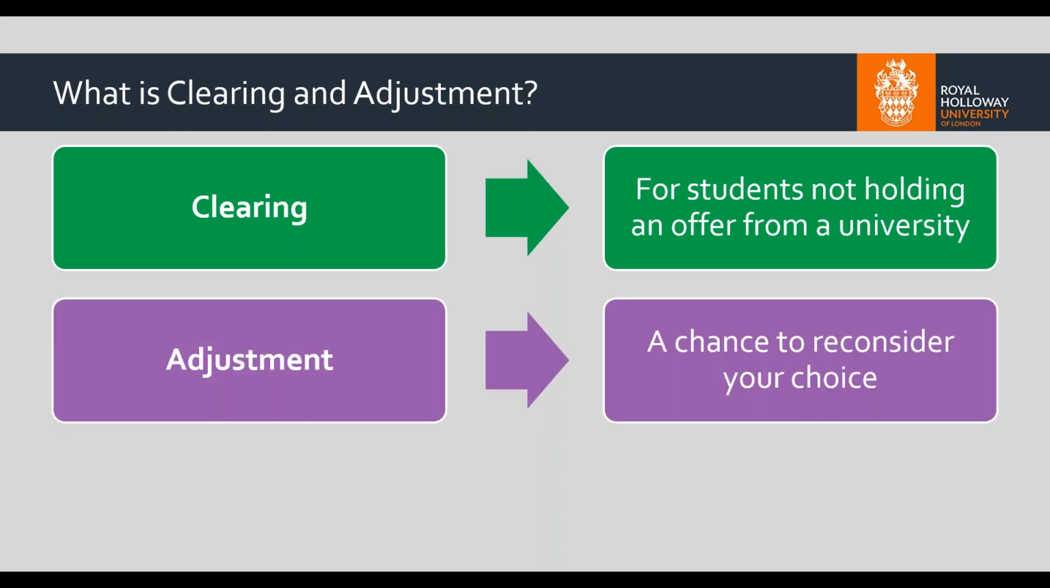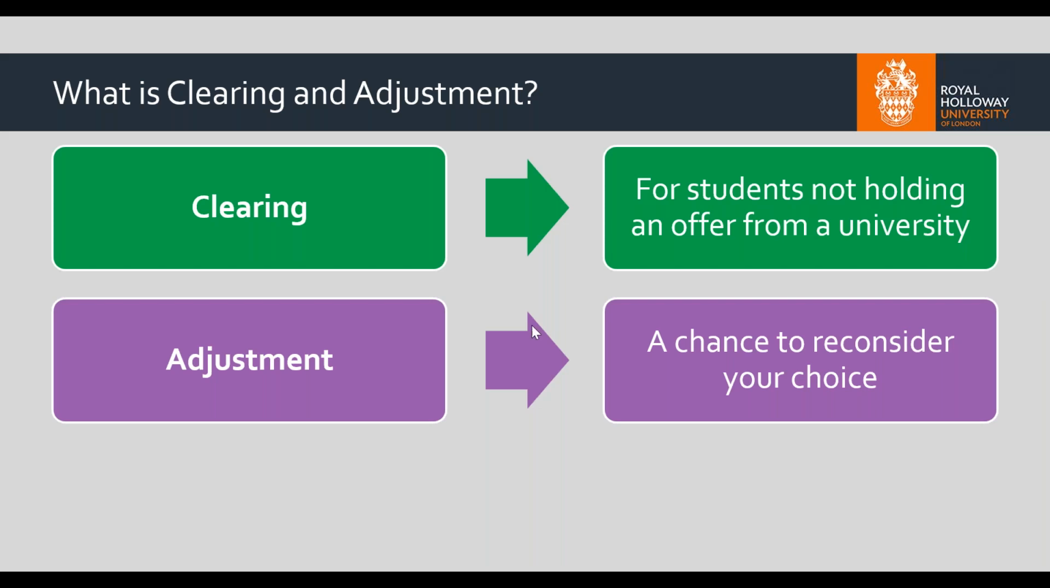Adjustment is the flip side of this. It's a chance to reconsider your choice, to think about where you'd like to go and whether you'd like to keep your firm choice or go elsewhere. Adjustment, which we'll go through in a bit more detail later on, is usually for students who have exceeded their predicted grades or the grades of their offer. Say, for example, your firm choice were asking for 3 Bs and you got 3 A stars. Adjustment might be for you, where you may want to look at other universities and see what they offer and what they're asking for. Again, there are lots of things to consider, and we'll pick those apart in a moment. But adjustment is a service there to help students make their decisions once they've received their results and before they go off to university.